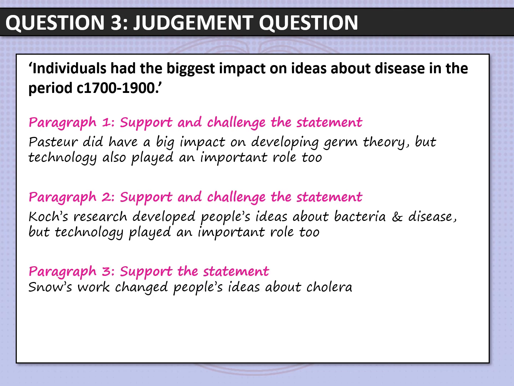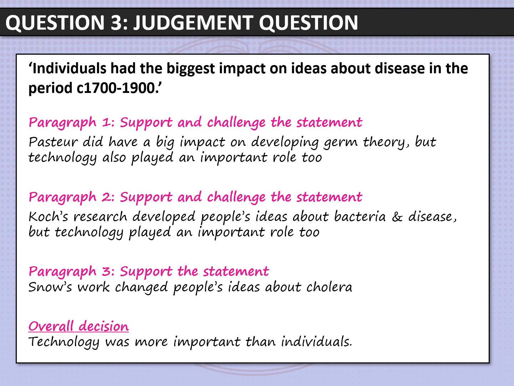My third paragraph is going to support the statement. I'm going to write there about John Snow's work and how he changed people's ideas about cholera, proving that the disease was linked to contaminated water. After writing my three main paragraphs, I'm going to make my overall decision. And my overall decision is that I think technology was more important than individuals.